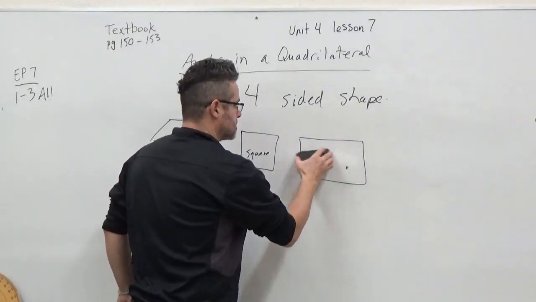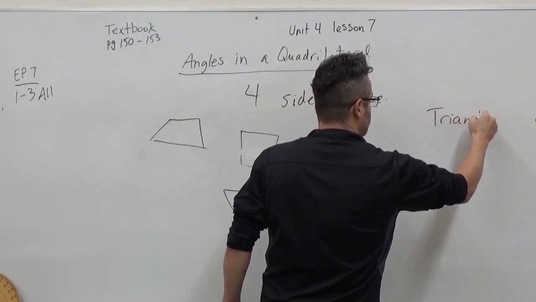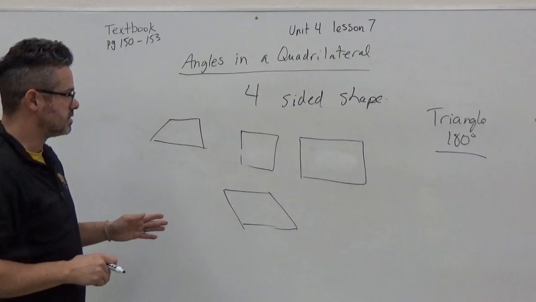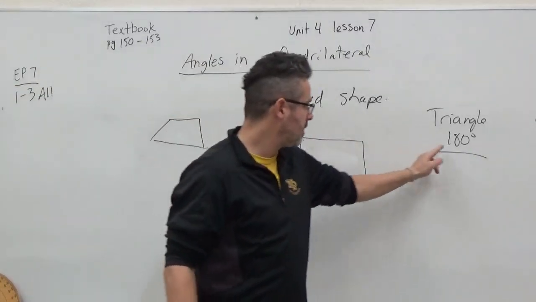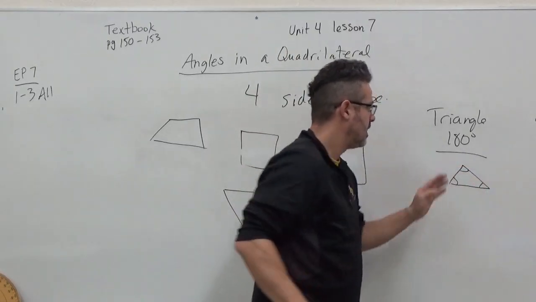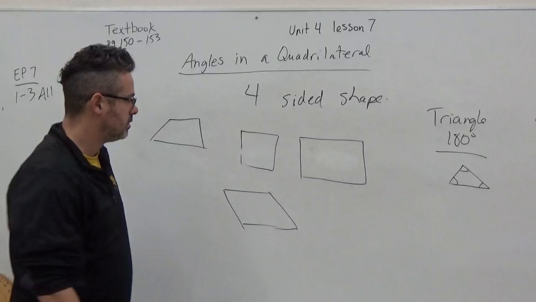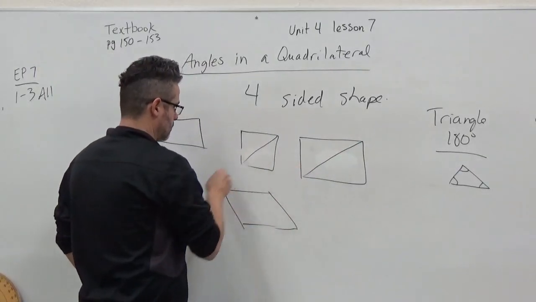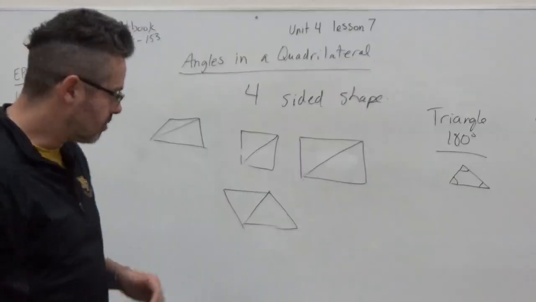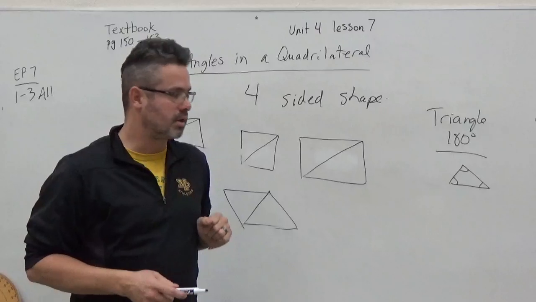Well, last lesson we learned about triangles, okay? And we know that a triangle has 180 degrees. In every single triangle, the angles on the inside of a triangle add up to 180 every time. Well, let me show you a little trick about every single quadrilateral. You can always cut a quadrilateral into two triangles. Two triangles. Well, let's think about that.